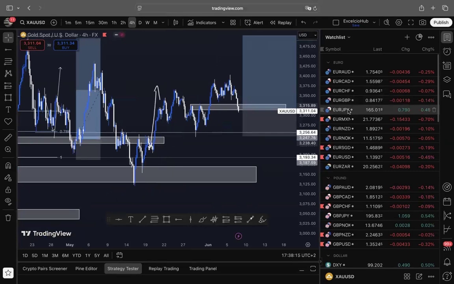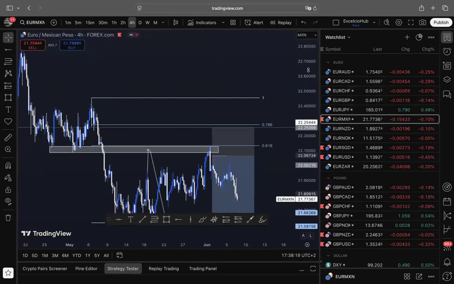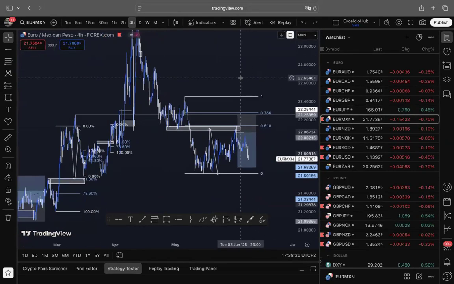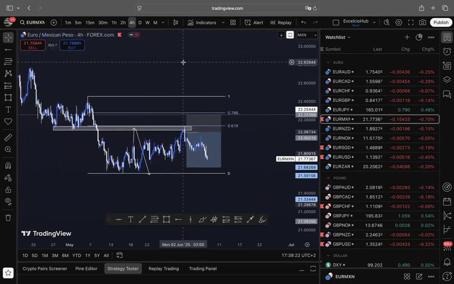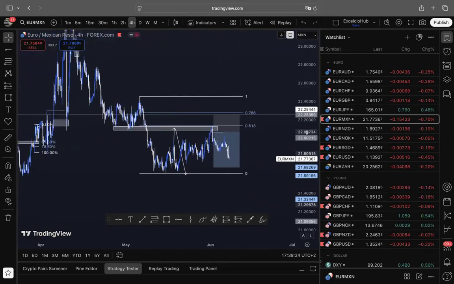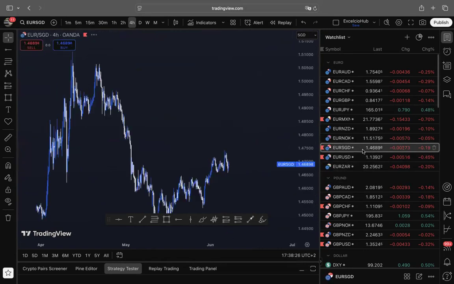So yeah, that's pretty much all the trades I wanted to cover. I hope you guys took notes, or hope you guys will consider some of these trades for the upcoming week.